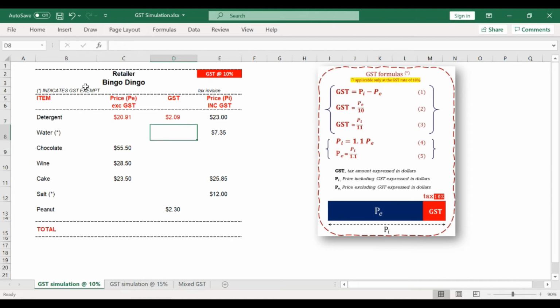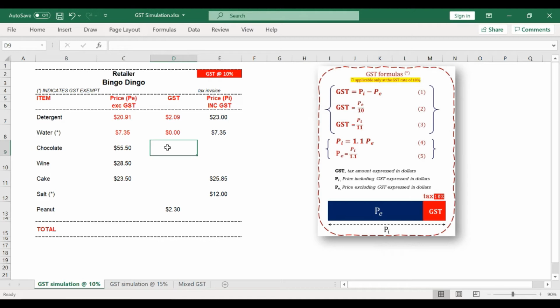Now we just go and do the water. The water, as you can see up here, is indicated as GST exempt. So I don't need to bother using any of the equations. In that cell, which is D8, I simply type 0. And since this is 0, it means the price before and after tax is exactly the same. Since the price after tax is 7.35, the price before tax is also 7.35. So in this case, C8 is equal to E8.